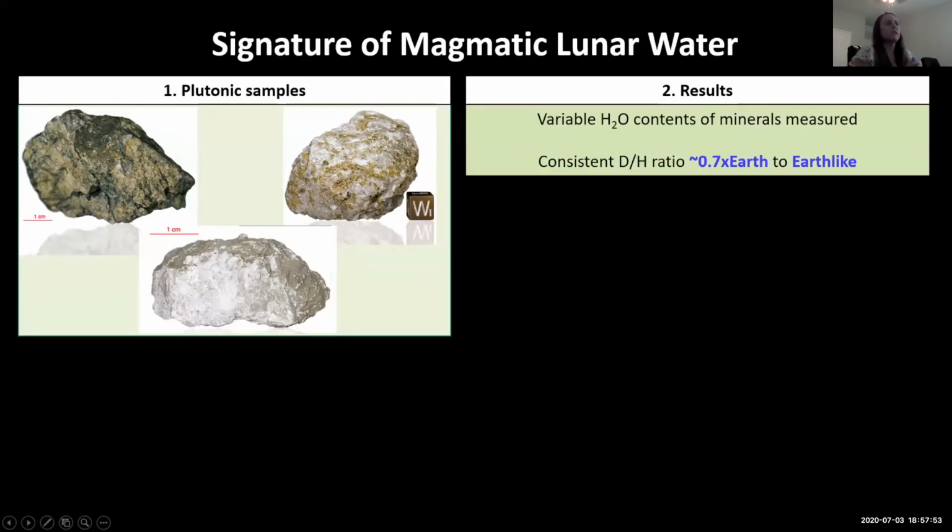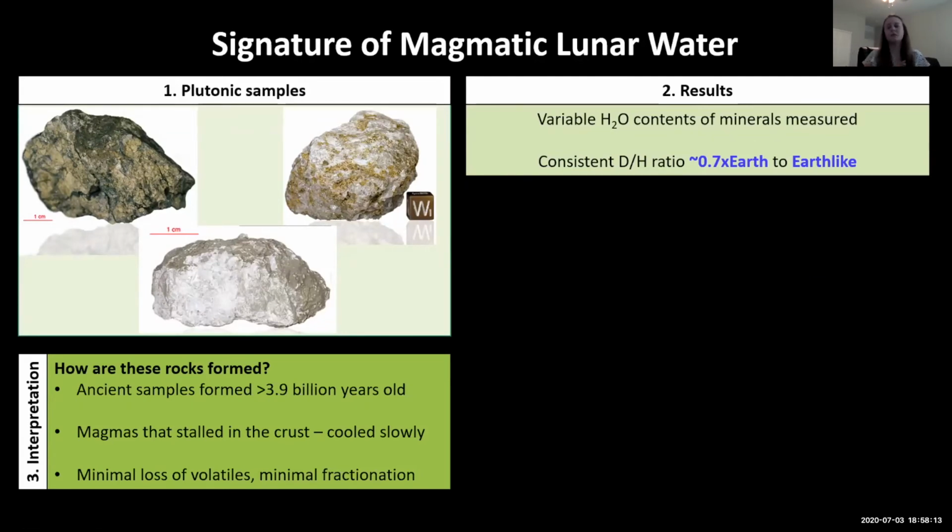The results that we've obtained from those samples indicate that they too contain variable amounts of water in their minerals, but they seem to have a consistent deuterium to hydrogen ratio across different sample suites, anywhere from just below Earth-like to Earth-like.